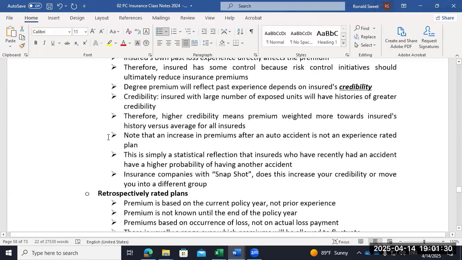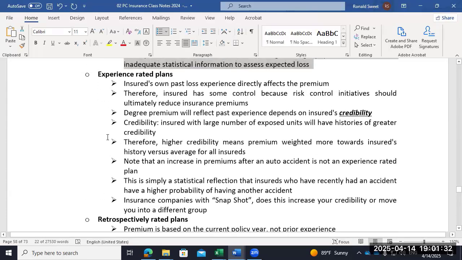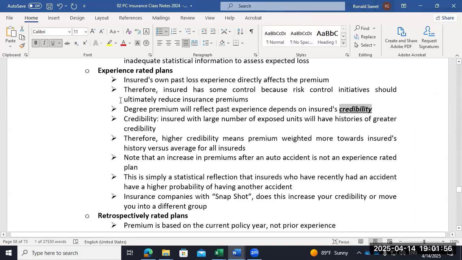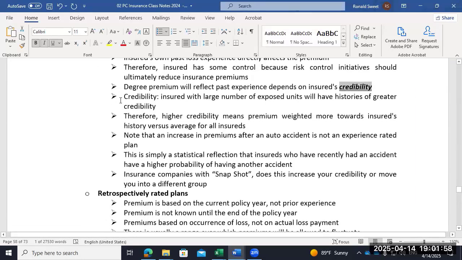Experience rated is when they look at some of your experience, and that will influence your premium. There's something called credibility, and that's how much of your personal experience will go into the pricing. Essentially, auto and homeowners insurance are experience rated plans where your credibility is 0. They don't give you any credit for your actual driving. Whereas in an experience rated plan, they may say the premium's 90% based on the group you're in and 10% based on your own experience.